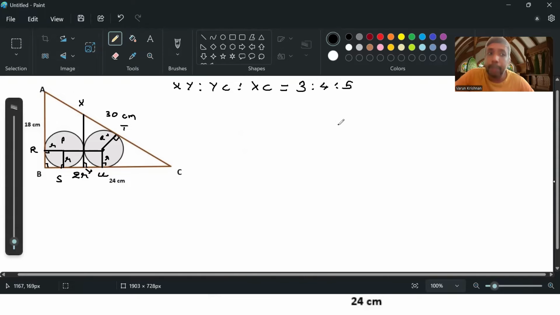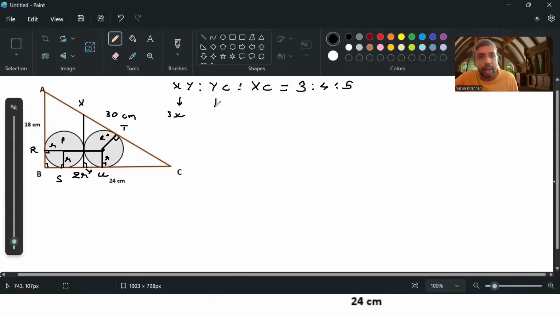Noting this is very important. Just like AB is to BC is to AC is 3 is to 4 is to 5, similarly XY is to YC is to XC will also be equal to 3 is to 4 is to 5. Now from here, we will do something which is absolutely counterintuitive to solving any quant question. And that's what makes this question not so easy. That's what makes this question slightly difficult. We will introduce a proportionality constant and we'll take the lengths of XY, YC and XC as 3x, 4x, and 5x.